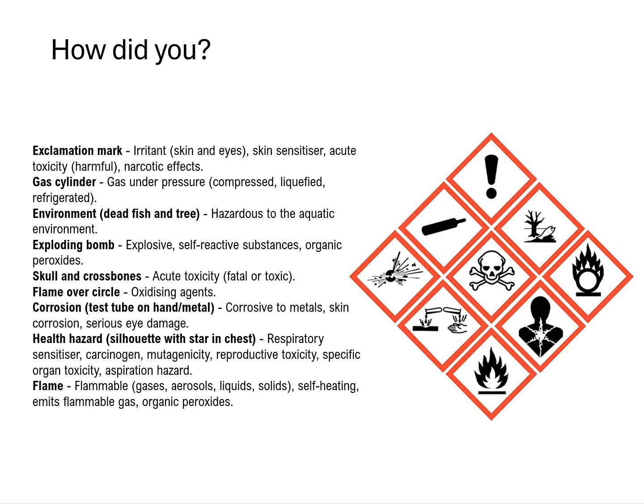The skull and crossbones symbol indicates a toxic or potentially fatal substance. The flame over a circle means it is an oxidizing agent which can cause or worsen a fire. The corrosion symbol shows that it can burn skin or damage metal surfaces. The health hazard pictogram warns of long-term risks such as cancer or lung damage. Finally, the flame symbol means the chemical is flammable.